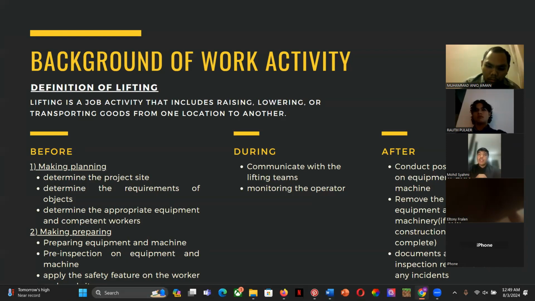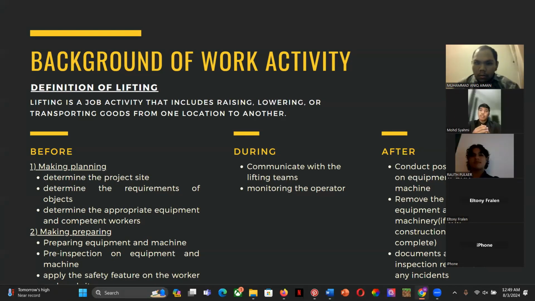Thank you, Anik. Assalamualaikum and good night to all participants. Today I want to present about the background of lifting activity. Before that, let's get to know about the meaning of lifting. Lifting is a job activity that includes raising, lowering, or transporting goods from one location to another. This lifting is often used in a variety of industries, particularly construction, where it is necessary to transfer building material, install and assemble building structure.